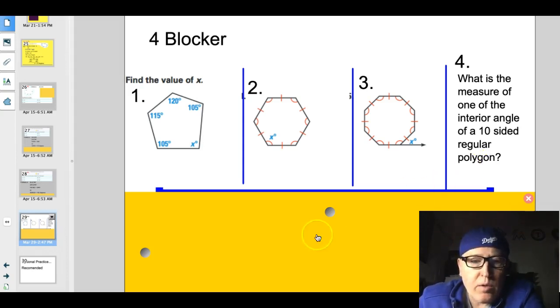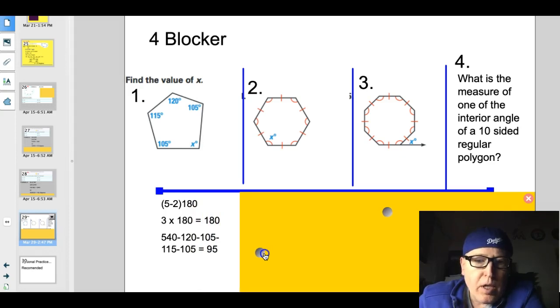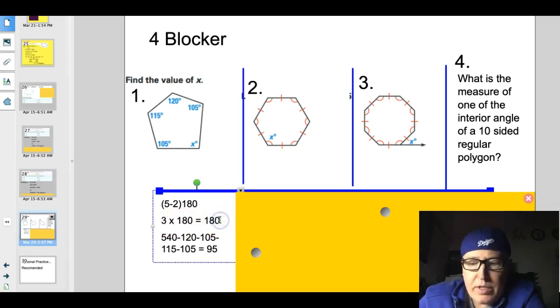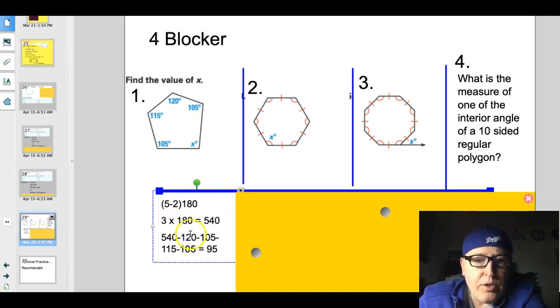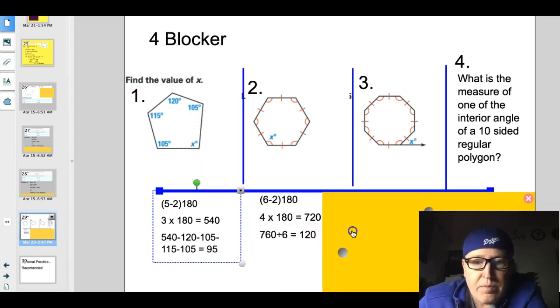Okay, let's see how those answers come out. Well, this first one, it's a pentagon, so 5 minus 2 would give me 3 times 180. It's going to be 540. Got a total of 540 degrees, and then you can just subtract them out. 540 minus 120 minus 105 minus 115 minus 105 again. 95 degrees. And that looks like a 95. You know, here would be 90. So x looks like to me it's 95 degrees.